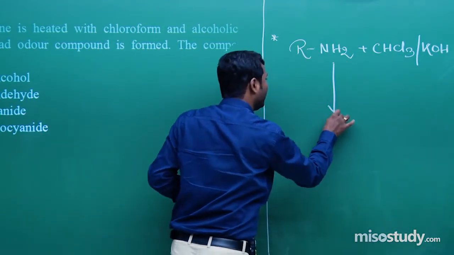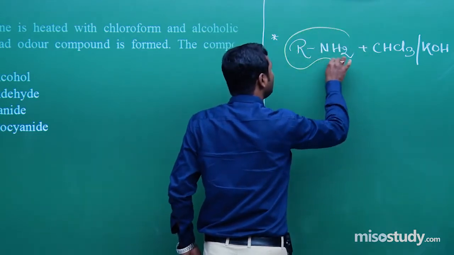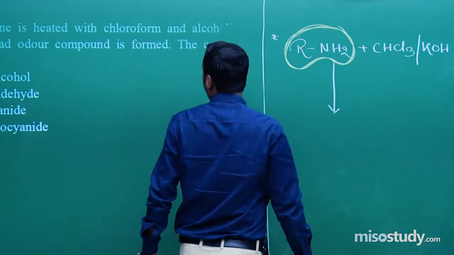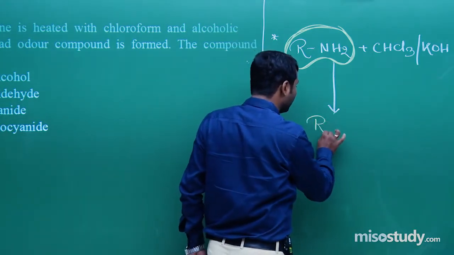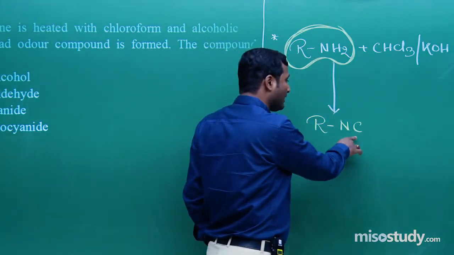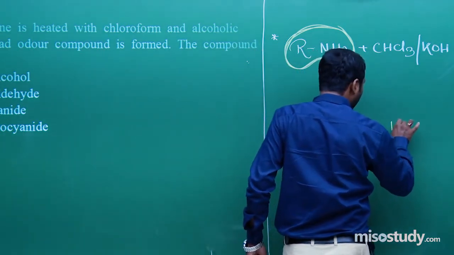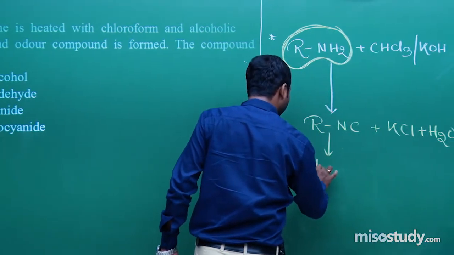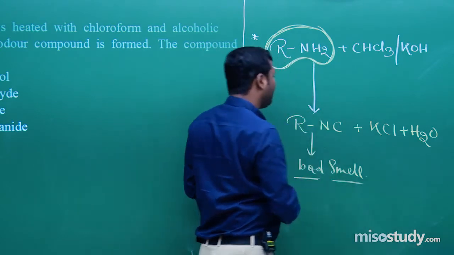Then what will happen? This is the simple method of conversion of amine into isocyanide. So the product is RNC, not RCN. CN is cyanide and NC is isocyanide, and the byproduct is KCl plus H2O, and these have a bad smell. Clear?